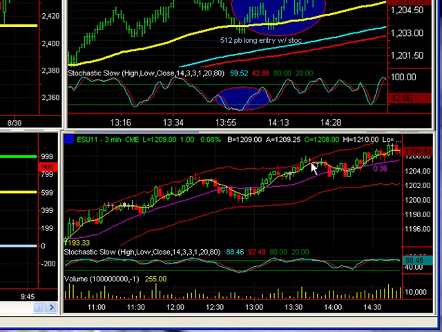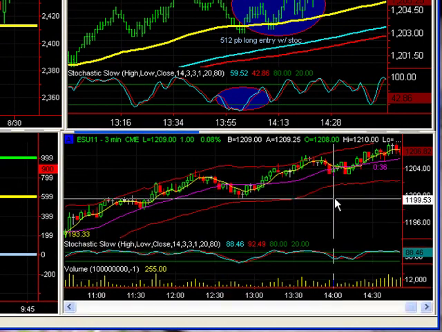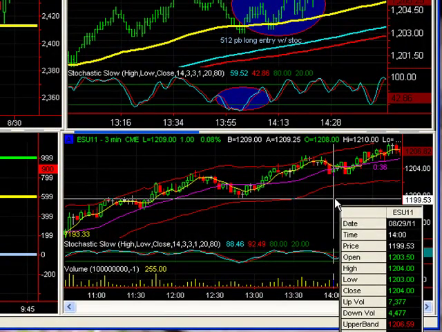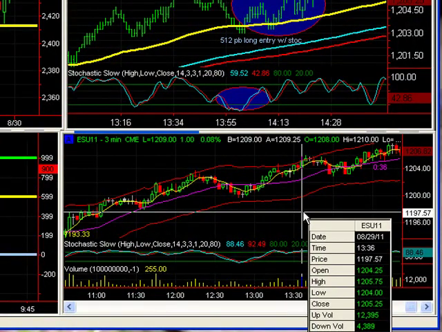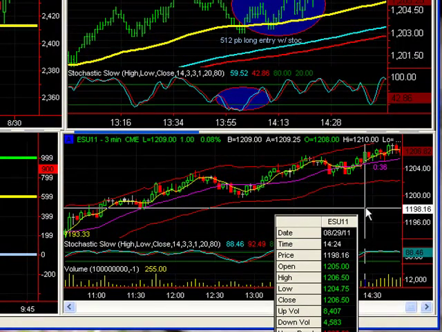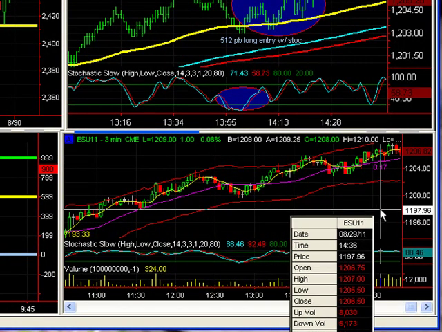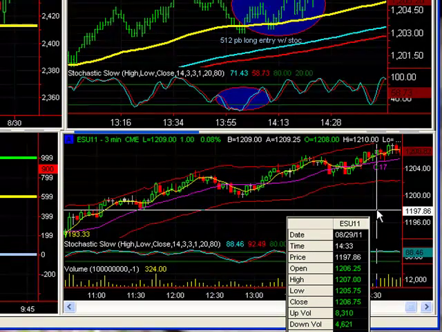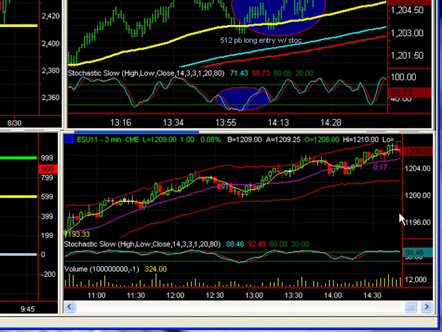Now, what happens? Well, we get a little bit of heat. Let's see where the first touch is. 1205, 1206. Over here is the first touch. Actually, we didn't get any heat. 1206.50, 1207. Okay, so now we get a little bit of heat down to.